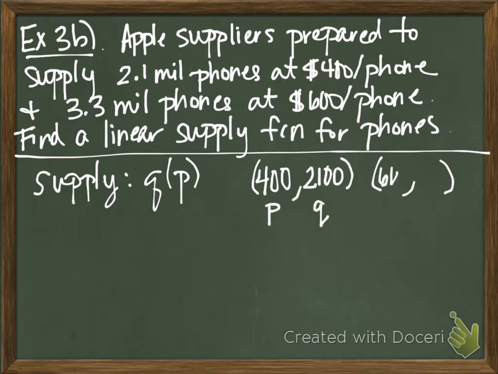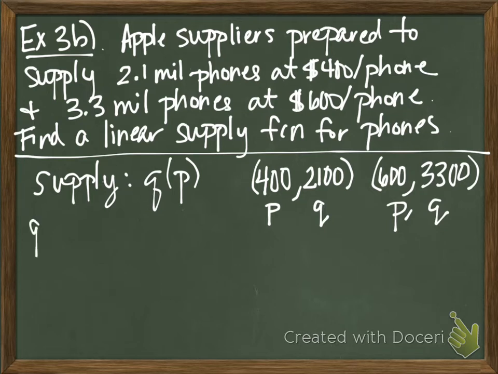Okay, and same thing for the other ordered pair. We're going to get $600 per phone, and in that case we're going to supply 3.3 million, or 3,300 thousand phones. This is not talking about the amount sold, it's the amount supplied. Alright, so here are our two ordered pairs, and now we just need to find the equation of the line that goes through the two.